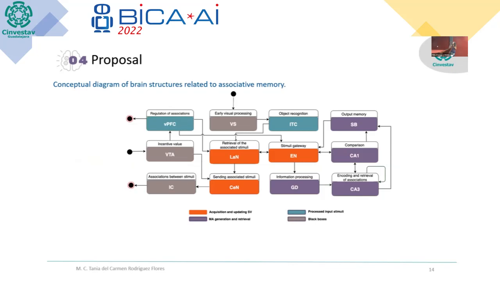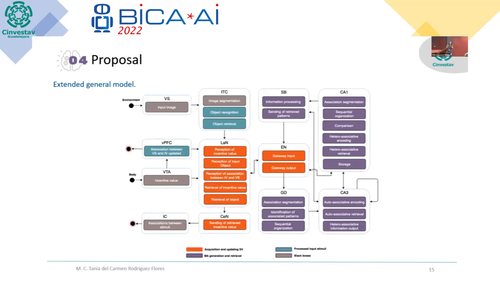Our proposal begins with a conceptual diagram of a general process. This general process is realized through a review of literature. In this review of literature, we found brain structures related to associative memory. These structures contain different processes. These processes we use to extend the general model and create the process model.